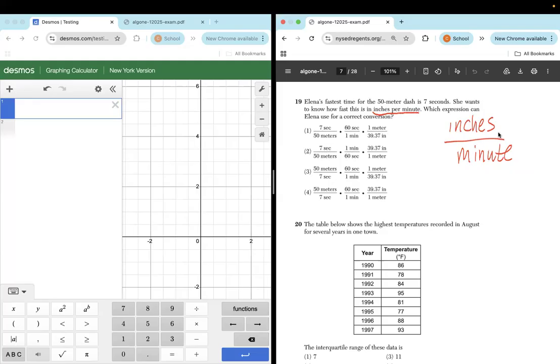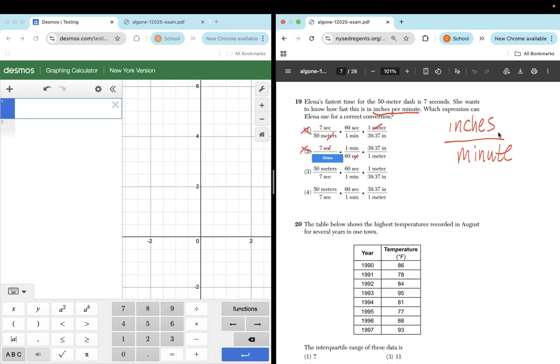So let's look at choice 1. Let's see what units cancel out. Meter, meter. Does anything else cancel out? No. So we're not left with inches per minute. It's not choice 1. Let's look at choice 2. Second and second, but nothing else cancels out. Yes, I have meter, meter, but they're both on the bottom, so I can't cancel it out.